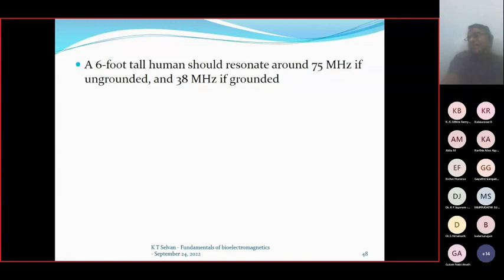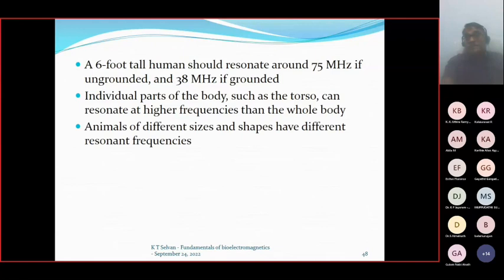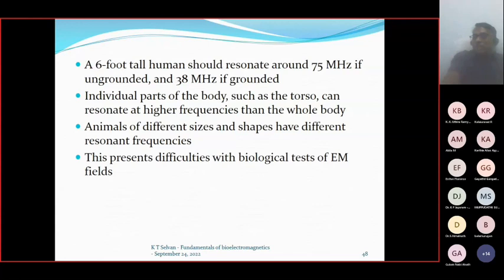Individual parts of the body obviously will also resonate at different frequencies, and animals of different sizes and shapes have different resonant frequencies as well. Therefore, there are difficulties with the biological. So when we talk of exposure, obviously we can't consider all the possible variations in life, right? So we have to generalize. That limitation, of course, holds in any aspect of science and technology.